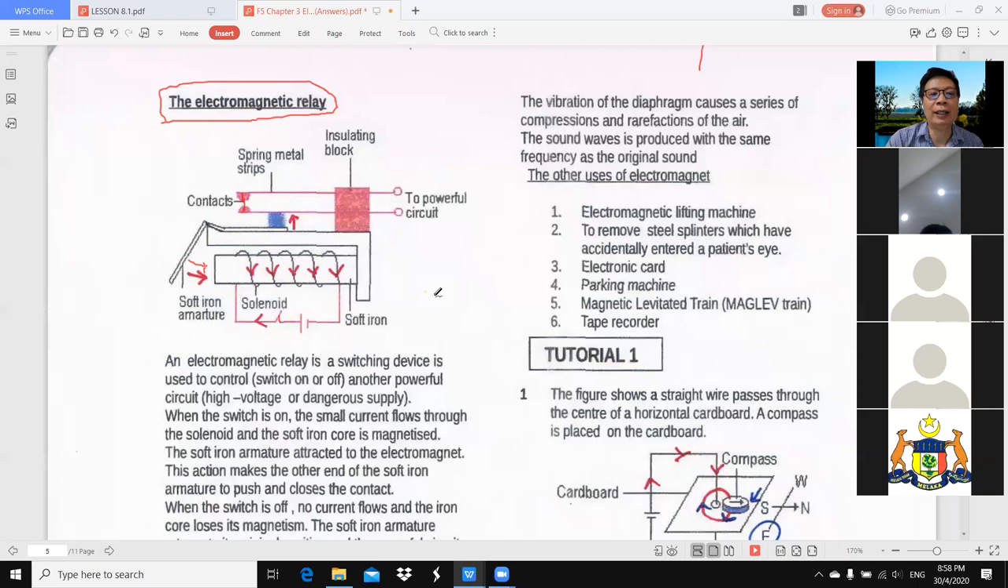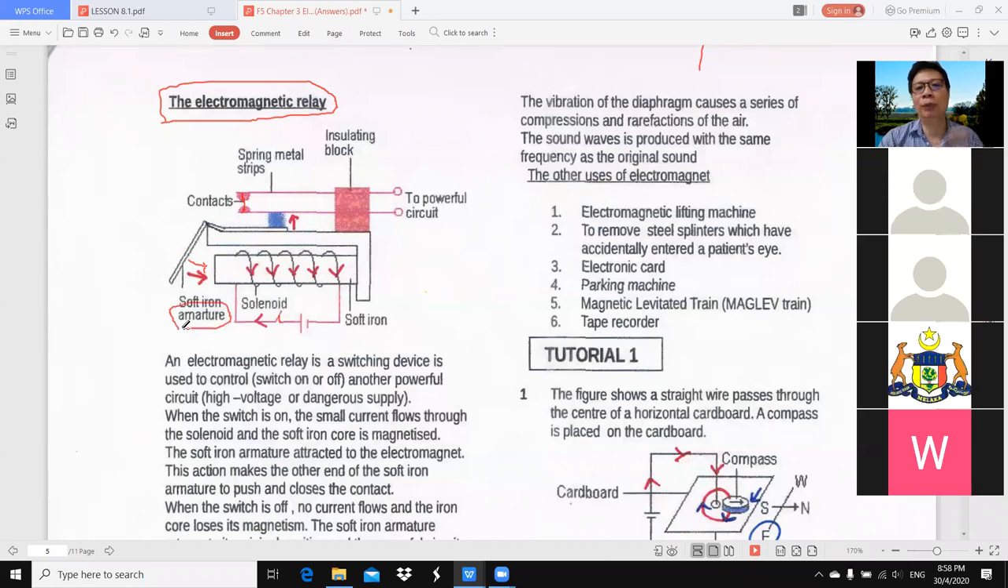Electromagnetic relay. Okay. You see now, the electromagnet is here. This thing becomes an electromagnet when you have the small current go inside. Why do I make this one become an electromagnet? Because I want to attract this armature. Another thing I want to tell you, when you see the word armature, armature means a moving part, can move. Any part that can move, we call it armature, right? So this one moves in, this one pushes up.